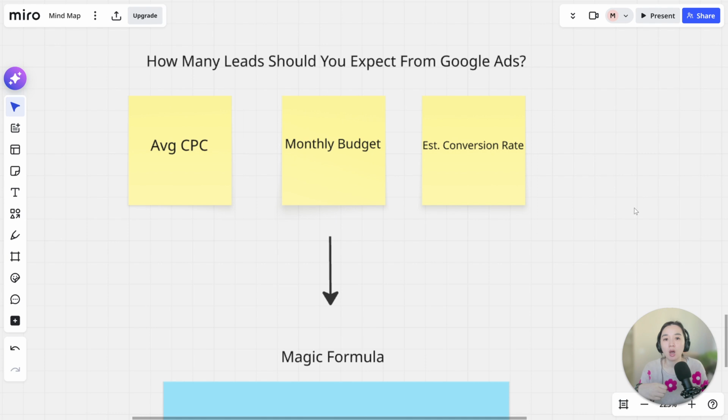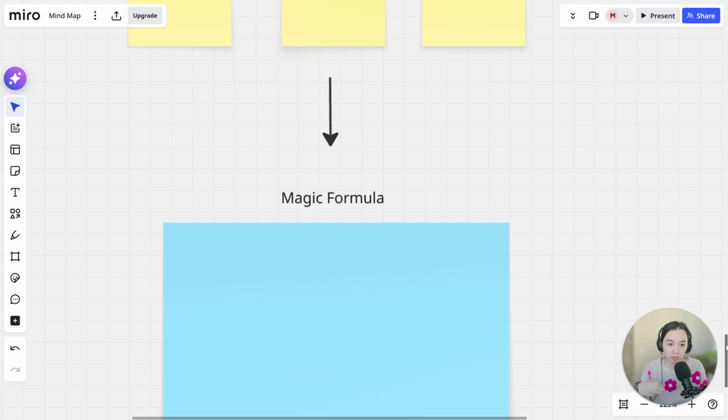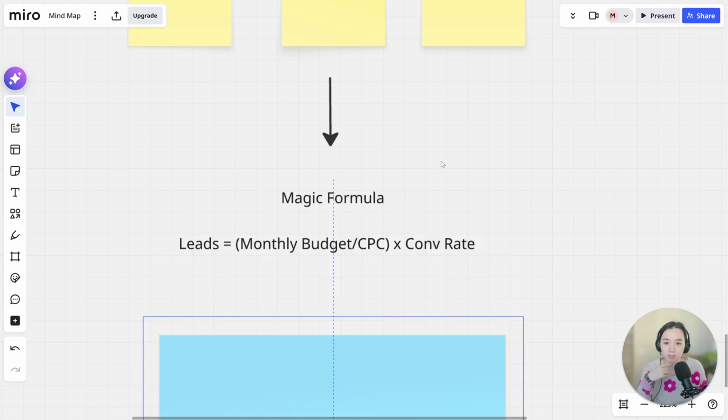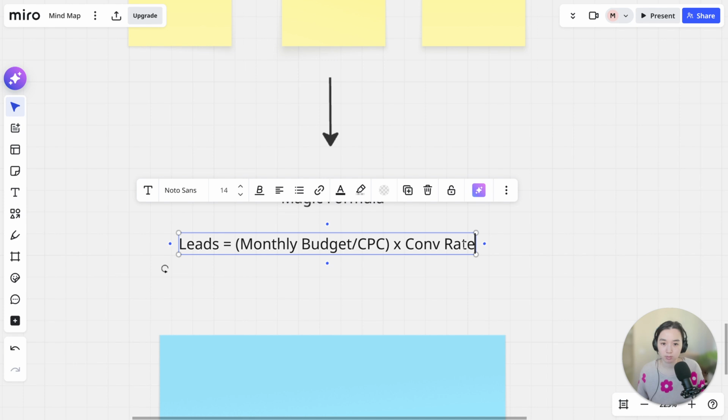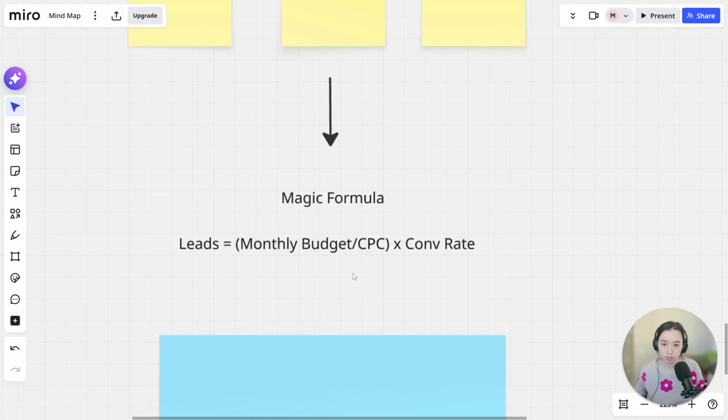So this leads us to a magic formula that I put together here. And the magic formula is as follows. Your leads is equal to your monthly budget divided by your average CPC multiplied by your conversion rate. So what does this actually look like realistically? We can put some real numbers in here.